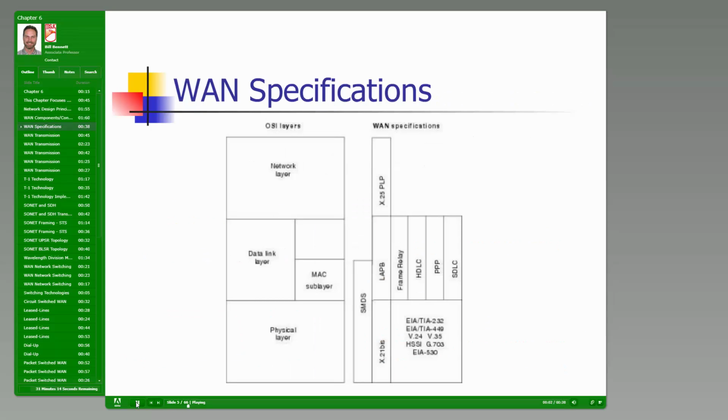This graphic represents WAN specifications. You can see that the OSI layers are listed there on the left and the WAN specs are listed on the right. Primarily, WANs are designed around the physical layer and the data link layer, although in X.25 there is a network layer component. If you focus in on the data link layer there under the WAN specifications, you can see the various protocols then that are used, like Link Access Protocol B and Frame Relay and HDLC and the point-to-point protocol and SDLC.